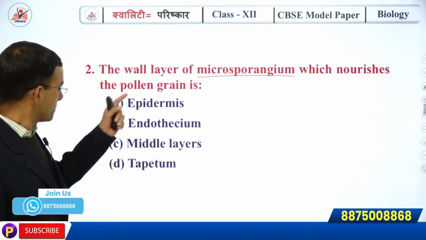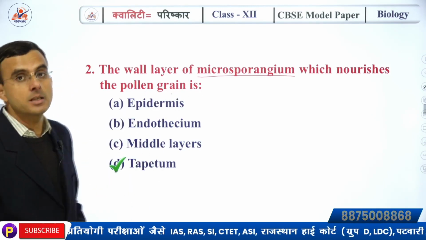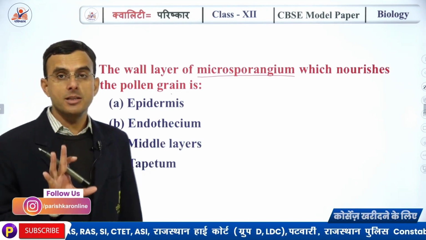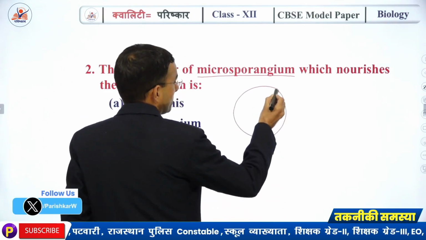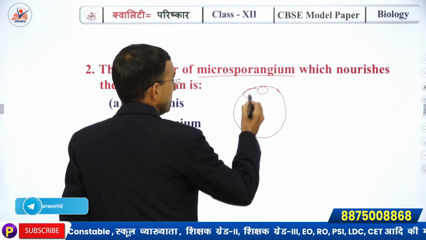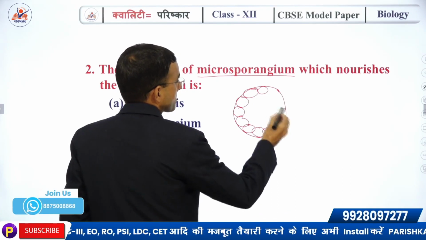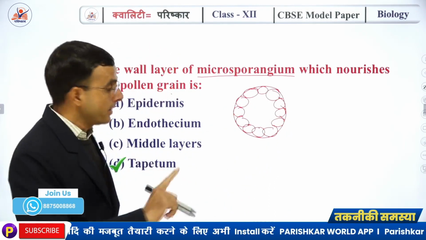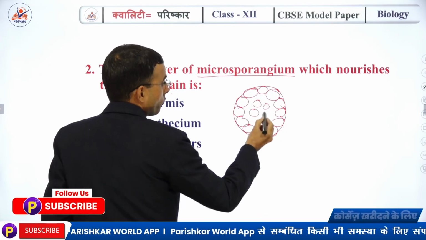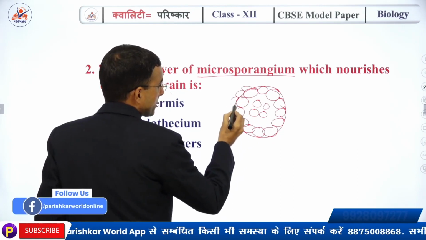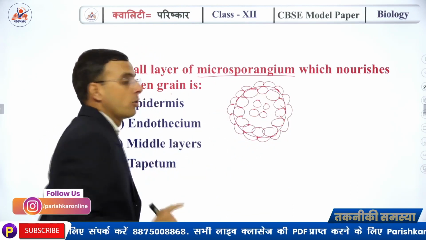So look at this one. Which layer provides nourishment to the pollen grain? The answer is tapetum, because it is the innermost layer, and it surrounds the microspore mother cells. In these microspore mother cells meiosis takes place, and after meiosis they form the microspores. So whatever layer is present surrounding these microspore mother cells is known as tapetum.